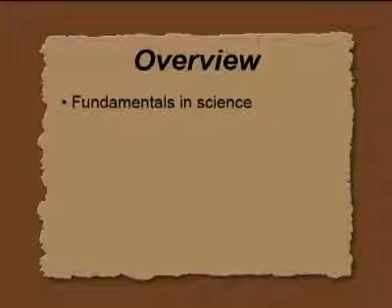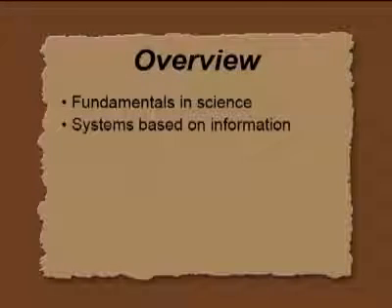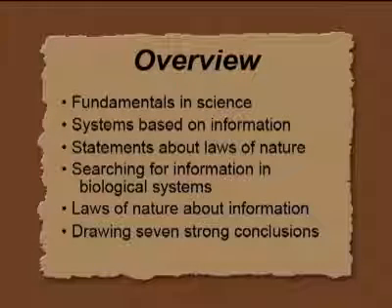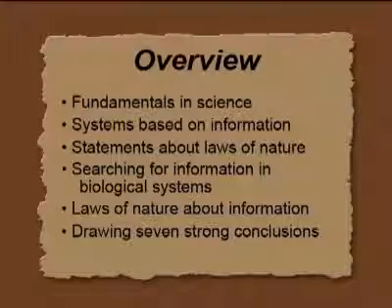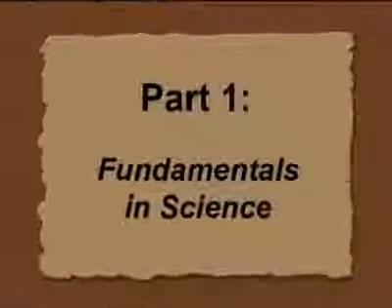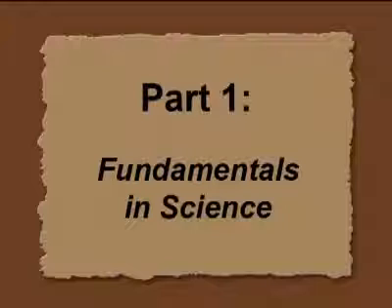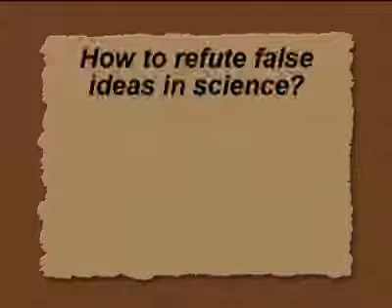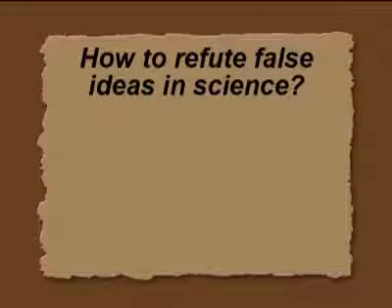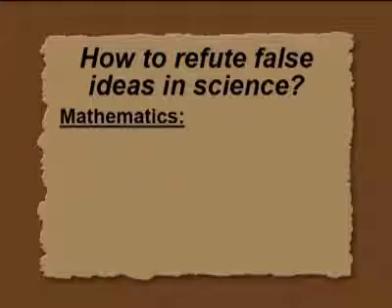Let me give an overview about the contents. First, we will speak about fundamentals in science, systems based on information. Then we will have a look to find 7 strong conclusions. Part 1, Fundamentals in Science. How to refute false ideas in science. Let me start with an example in mathematics. That is very important in science, that we find what is the wrong situation and what is the right situation.